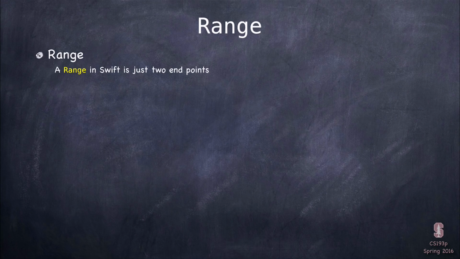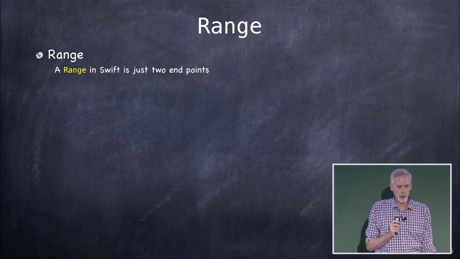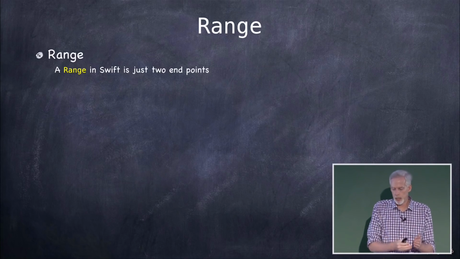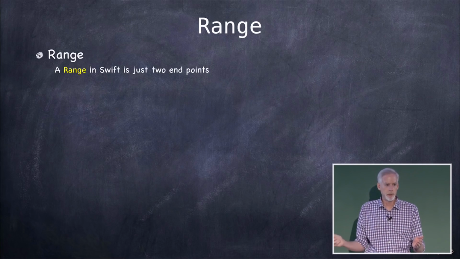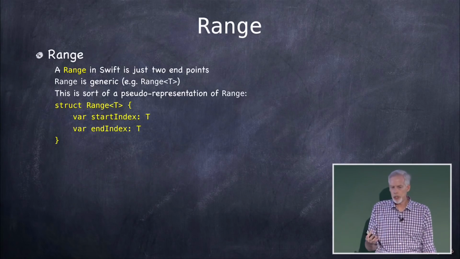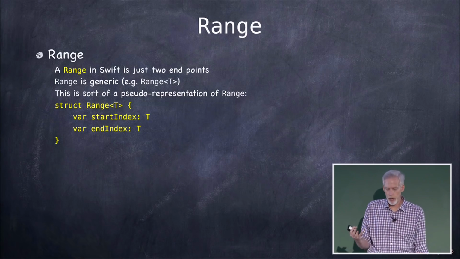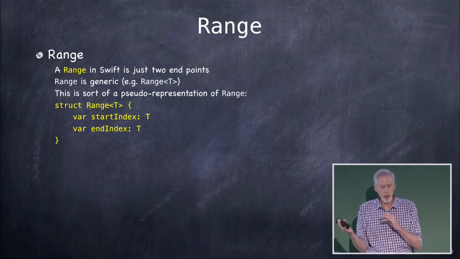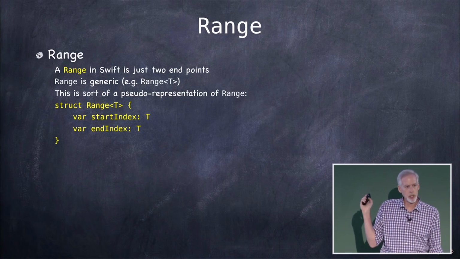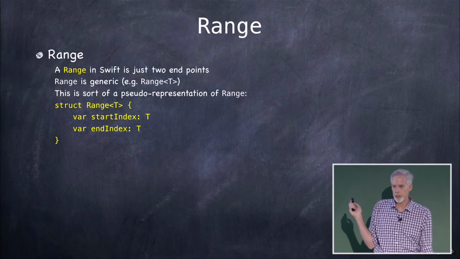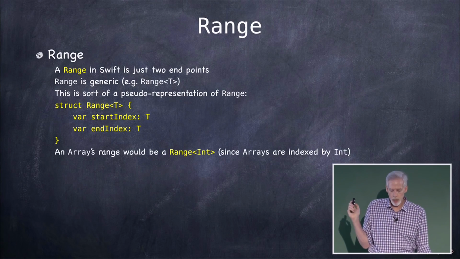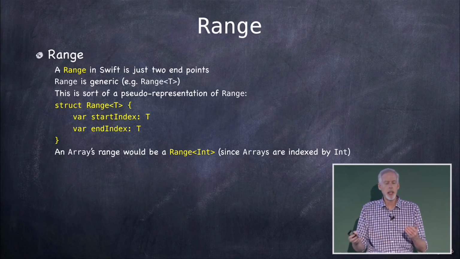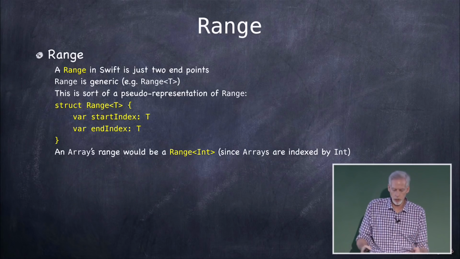All right, range. Range is quite important actually in Swift. It's essentially just two endpoints of anything that can be represented consecutively. The type is generic, like array. So you can have a range of ints, you can have a range of indexes into something, or whatever. It really conceptually just has two things, a start index and an end index. If you wanted to get a range into an array, it would be a range of ints because an array is indexed by ints.